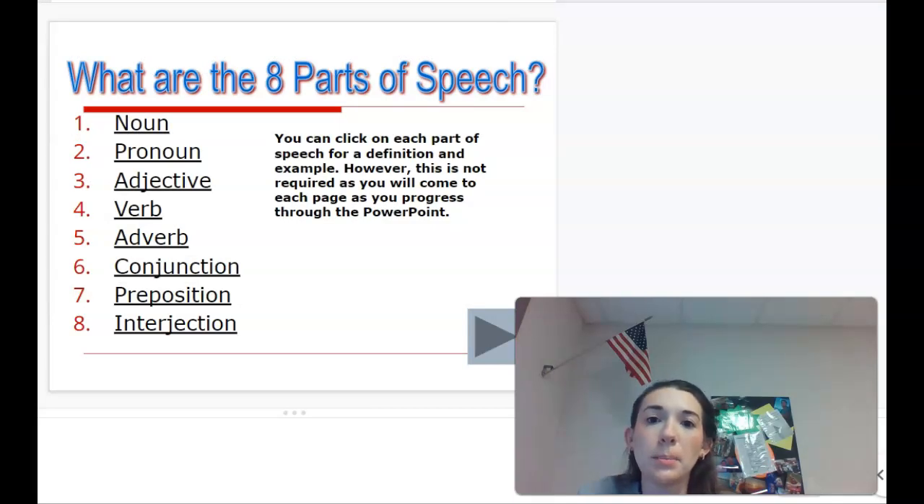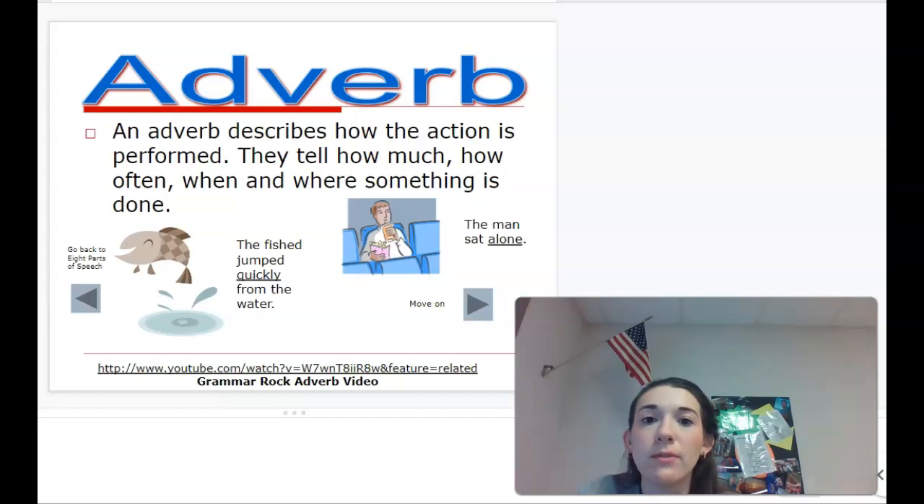This is going to be part 2 of us reviewing the 8 parts of speech. So we've already gone over nouns, pronouns, adjectives, and verbs. Today we're going to be talking about adverbs, conjunctions, prepositions, and interjections. So starting with adverbs, an adverb describes how the action is performed. They tell you how much, how often, when, and where something is done.